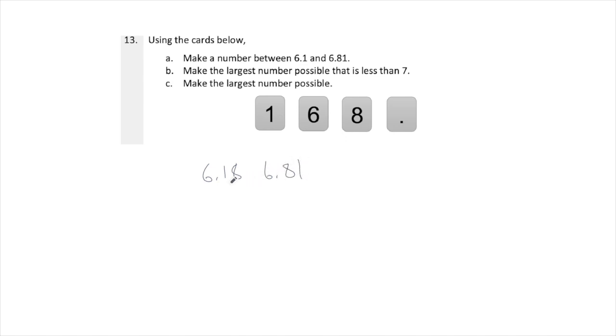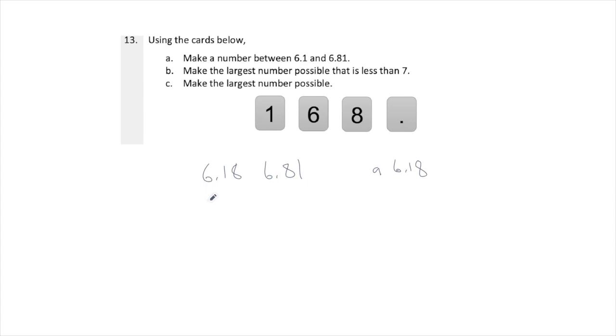So out of these two options, only 6.18 is between 6.1 and 6.81. So our answer to part A would be 6.18. For part B, we have to make the largest possible number that is less than 7. So out of 1, 6, and 8, the largest number that is less than 7 is 6.